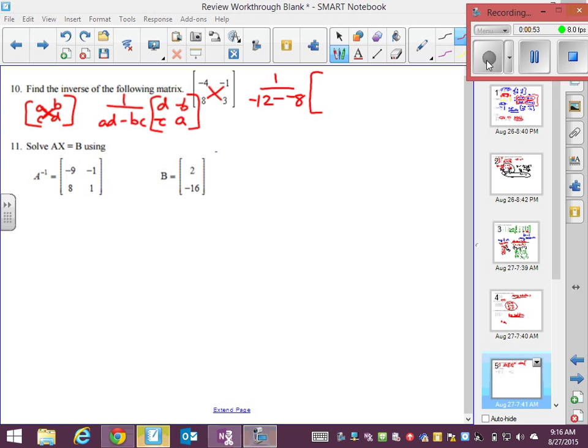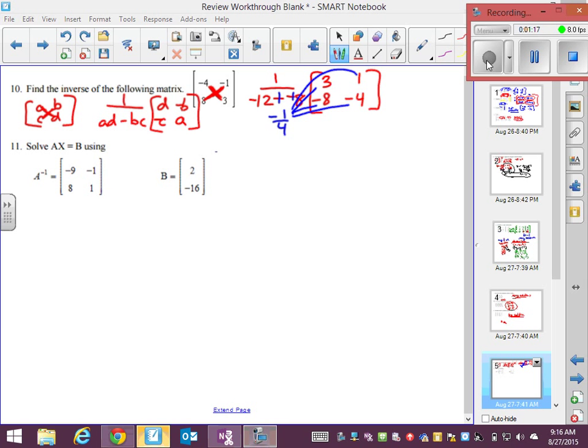And then I just interchange the negative 4 and the 3, and the other diagonal numbers, I change the sign, so it's positive 1 and this is negative 8. Okay? So I can simplify this fraction, that's going to be negative 1/4. But the negative 1/4 is going to be multiplied times each of those things.